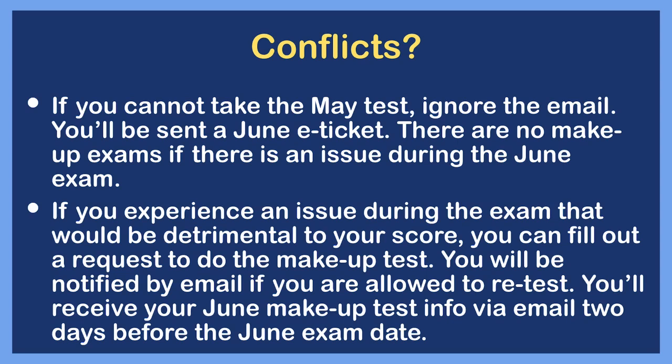Now let's talk about conflicts for a second. If you are not able to test on the May date, you are simply going to receive an email about the June date and everything else is going to be the same. However, you need to be aware of the fact that there is no makeup for the June date. So if you experience any kind of technology problems or another conflict that would prevent you from testing on that date in June, then you're not going to be able to have a second makeup. So make sure that you are planning accordingly for that. I know a lot of students are worried about what to do if there's a problem the day of the exam.